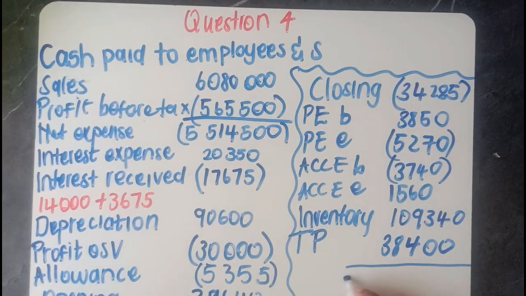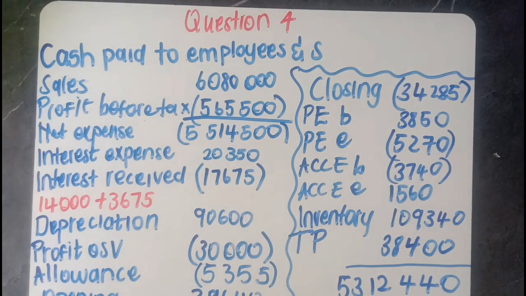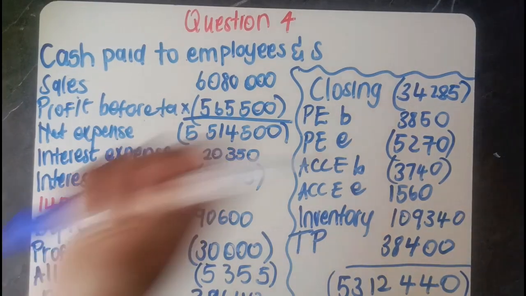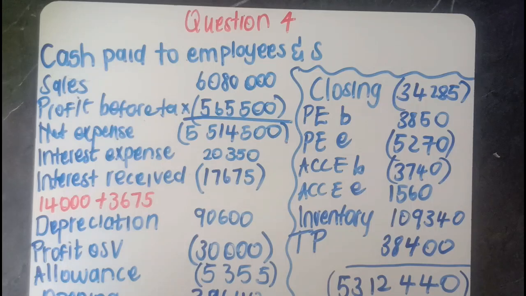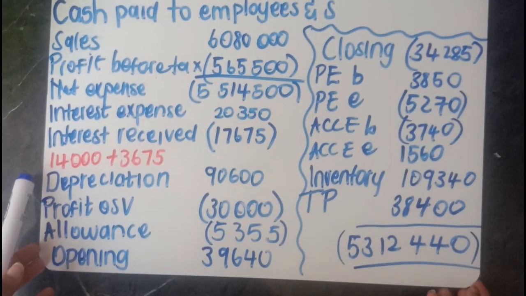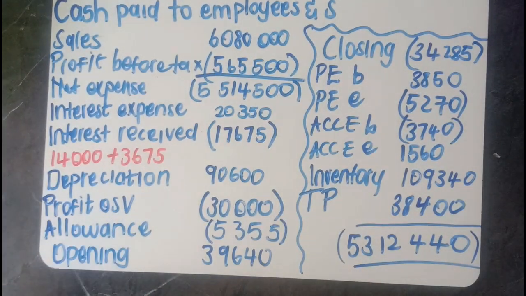All right, so you have 5312440. Yo man, that is it for the video. This will also be negative, so I'm going to be ending here for this video. Please watch part 2, where we'll be doing the full cash flow. And yeah, we'll be dealing with different transactions there of the full cash flow.